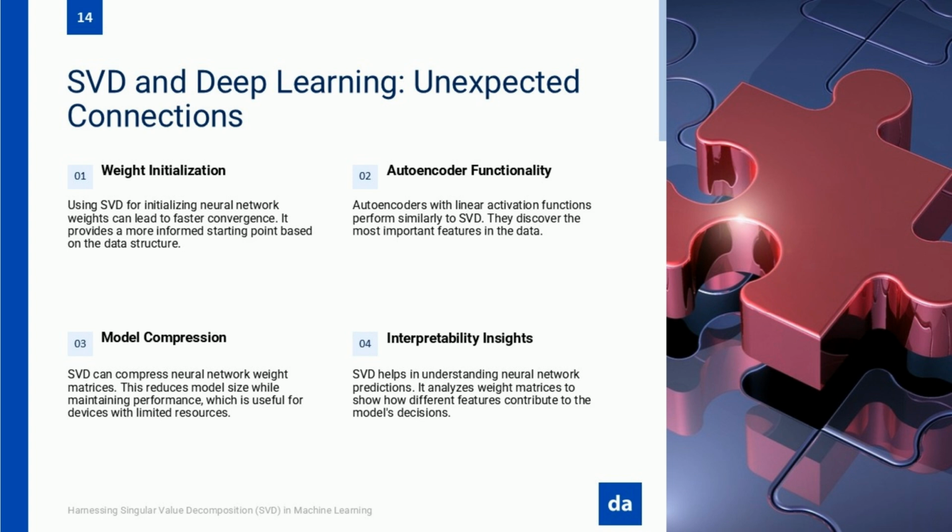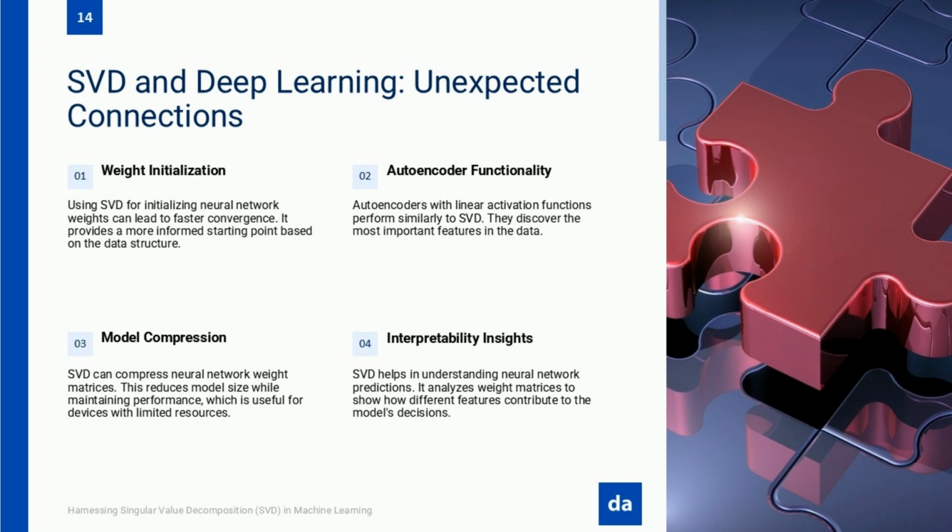By applying SVD to these weight matrices, we can approximate them with lower rank representations, significantly reducing the model size while maintaining performance. A neural network with millions of parameters might retain nearly identical accuracy with just a fraction of its original size after SVD-based compression, a crucial advantage for deploying models on resource-constrained devices.